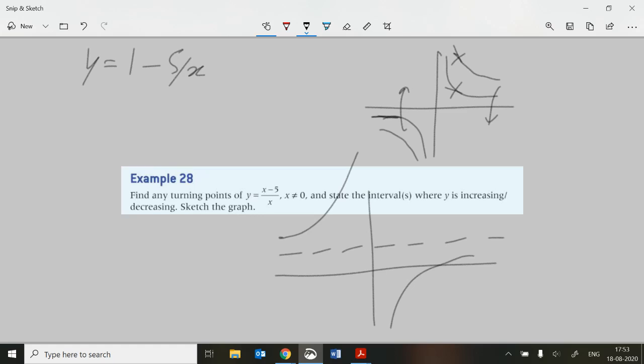It's going to look something like that, tending towards the y-axis up here, and we're going to have our vertical asymptote here as well. So we should state what our asymptotes are. So our asymptotes are going to be y is equal to 0, no, y is equal to 1, and x is equal to 0.